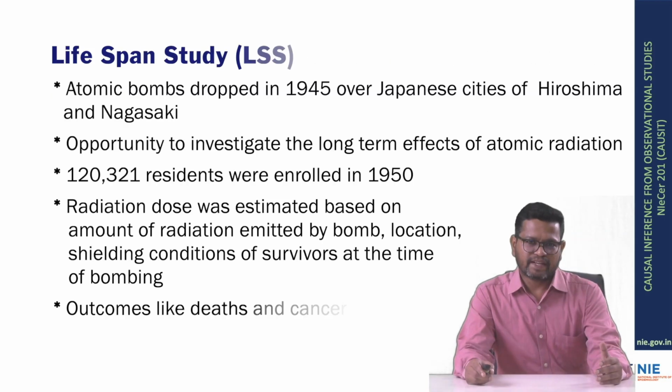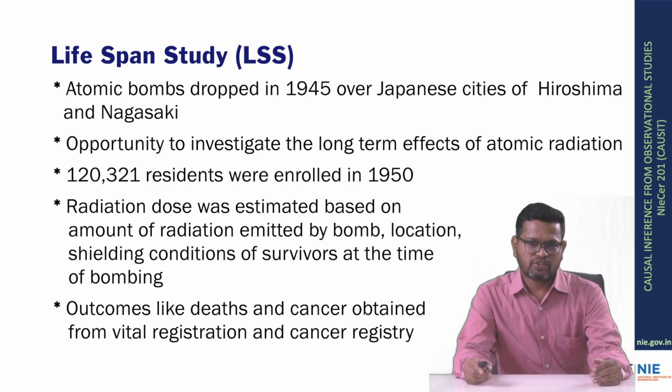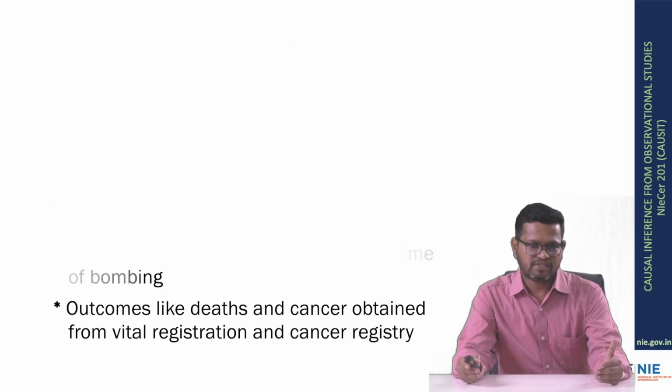During the Second World War, as you all know, atomic bombs were dropped on the Japanese cities of Hiroshima and Nagasaki. It provided an opportunity to investigate the long term effects of atomic radiation. So, the Life Span Study cohort enrolled around 120,000 residents in 1950. The study estimated radiation dose based on the amount of radiation emitted by the bomb, the location of the survivor, and the shielding condition of the survivor at the time of bombing. The study measured outcomes like deaths and cancers from the vital registration or cancer registry.